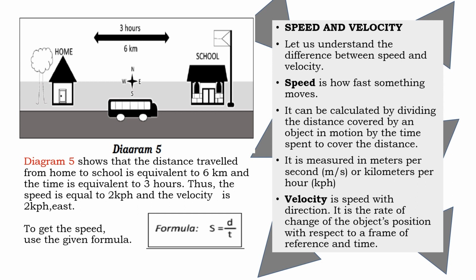3 hours. Thus, the speed is equal to 2 km per hour and the velocity is 2 km per hour east. To get the speed, use the given formula. Look, what is the formula of speed? Speed is equal to distance over time.